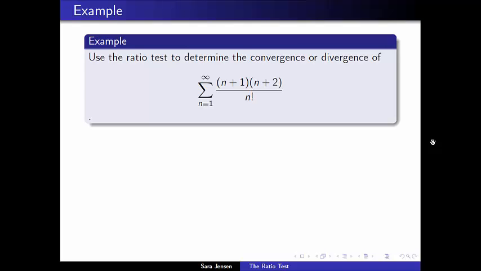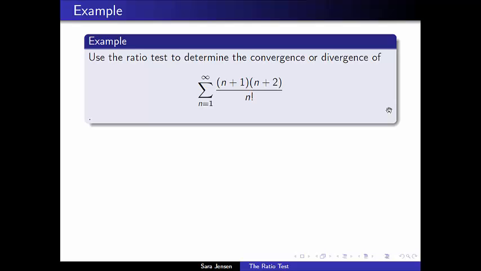Let's first, however, see an example of when things go right using the ratio test, and let's walk through the very prescriptive methodology we're going to use to apply the ratio test. So let's use the ratio test to study this series that we have written up on the screen right here: quantity n plus 1 times quantity n plus 2 all over n factorial.